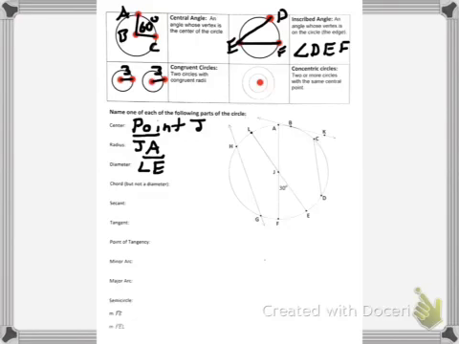All right, a chord. Look at CD over there on the far right. That would be a chord. That's not the diameter. So CD.